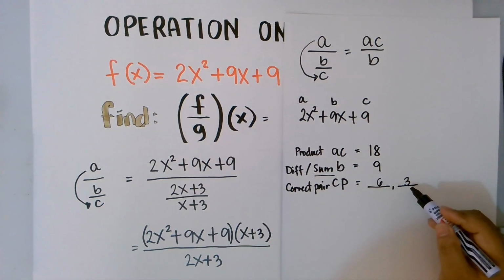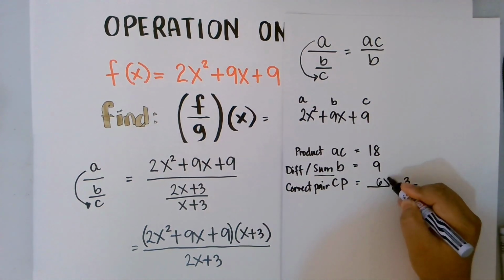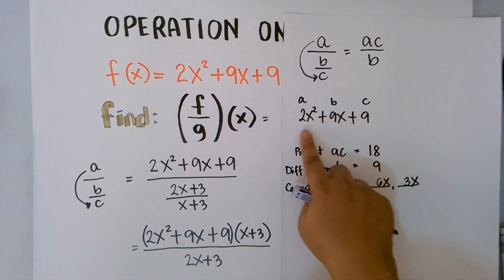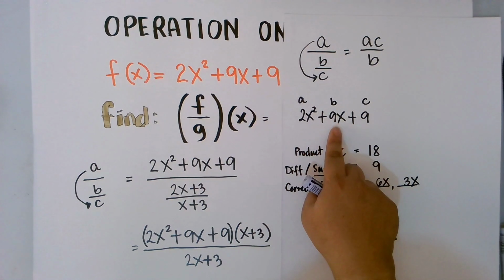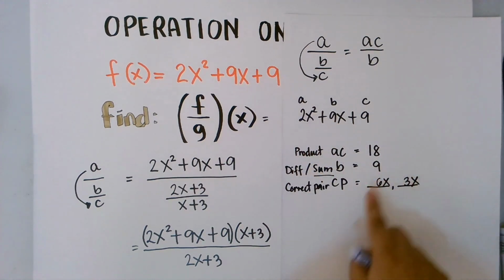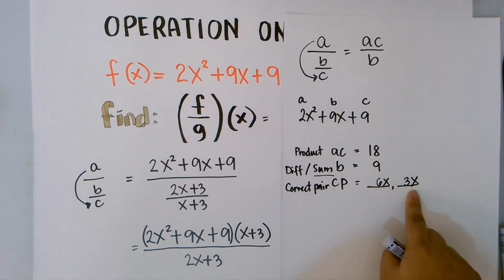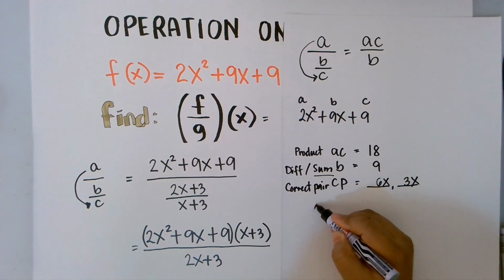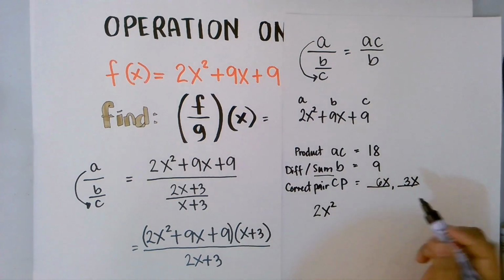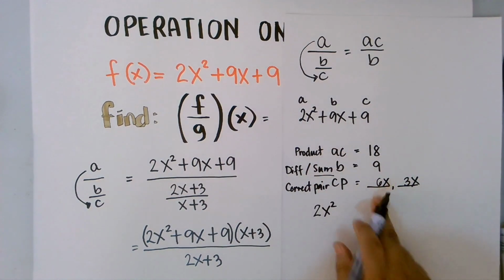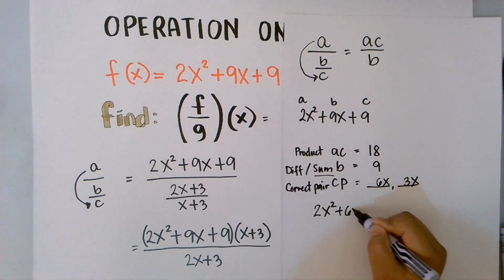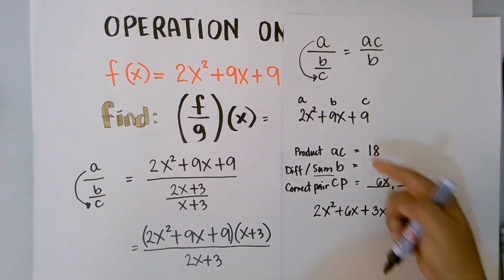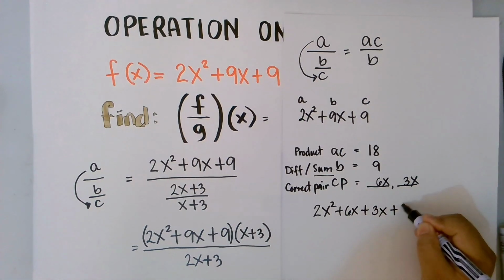Now, we attach the variable x to both: 6x and 3x. And then we copy this, but we replace the 9x with 6x plus 3x because, as you can see, 6x plus 3x is 9x. So, it is the same. So, 2x squared, then we replace the 9x with 6x plus 3x. Okay? And then plus 9. Alright.